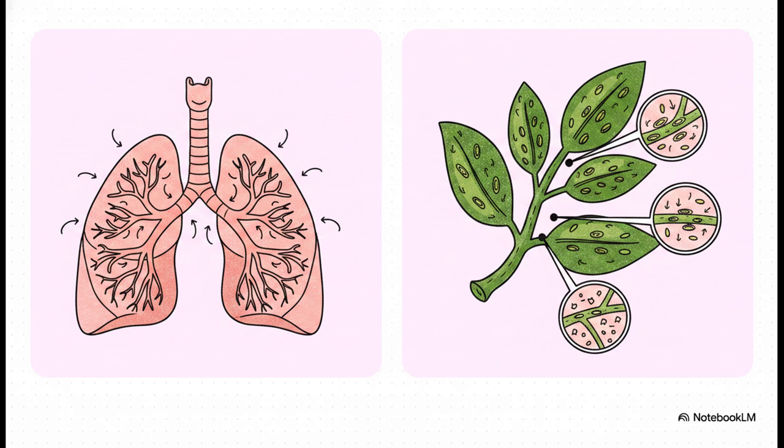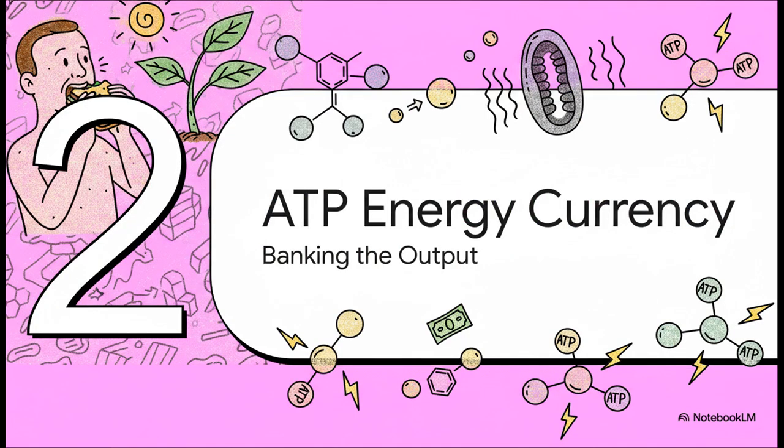Plants don't just perform photosynthesis. No way. They also breathe in oxygen and release carbon dioxide to run their very own metabolisms, completely independent of making their food. Moving on to section 2, ATP, the energy currency, banking the output. Because listen, whether you're a human eating a sandwich or a plant breaking down glucose from the sun, the ultimate end goal is exactly the same, extracting energy.